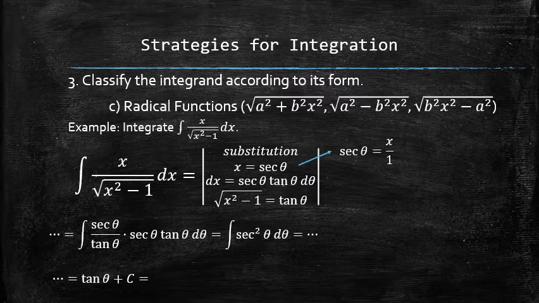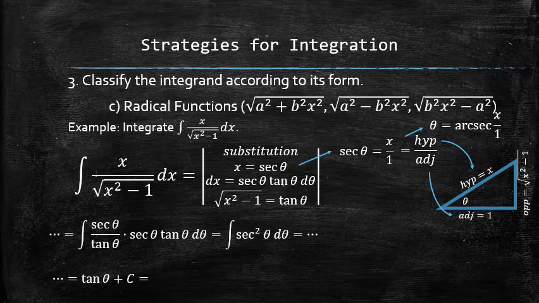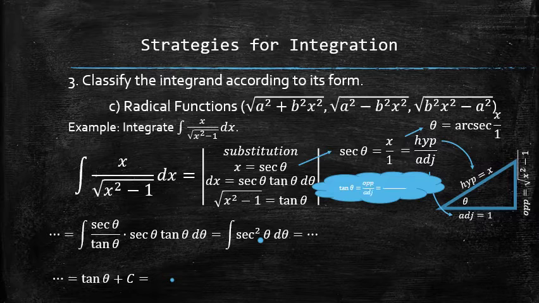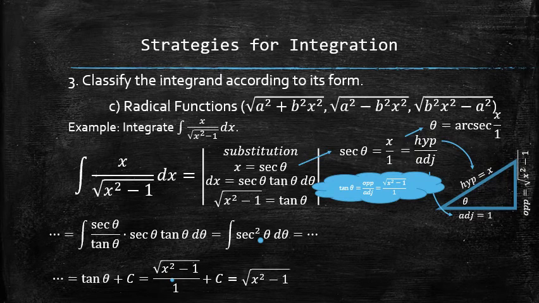To find theta, we consider the substitution and isolate theta by applying the arcsecant function to both sides of the equation. To find the tangent of theta, we construct the reference triangle for angle theta, find the missing side using the Pythagorean theorem, and use the definition of the tangent to express it in terms of x. We finish the process by replacing theta and tangent of theta with the expressions in terms of x and simplifying the result.